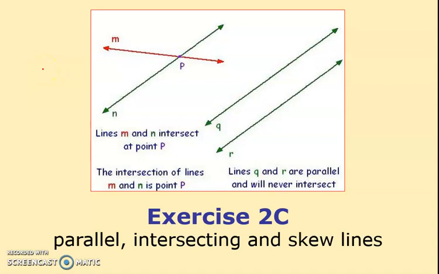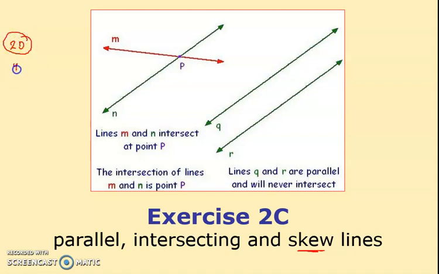Hello there, exercise 2C, more vectors basically, and we're looking at straight lines, and straight lines in 3 dimensions. Straight lines in 2 dimensions are really easy when you're considering what we're doing today. And what we're doing today is basically parallel, intersecting, or skew lines, and there's a new word you possibly have never come across. But in 2 dimensions, this is pretty straightforward stuff.